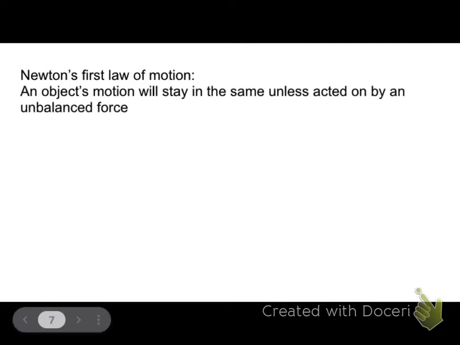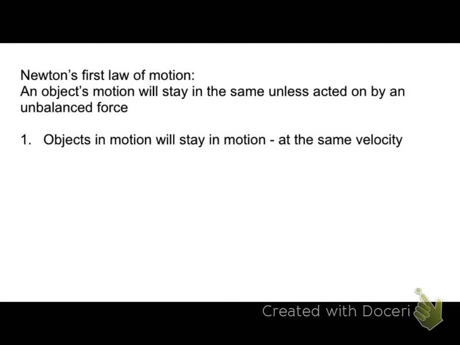Now that we understand what it means to be balanced and unbalanced, we can talk about Newton's first law of motion. An object that's in motion will stay in the same motion unless it's acted on by an unbalanced force. So here's what that means. It means that if the object is already in motion, it's going to stay in motion, and it's going to stay in motion at the same velocity.